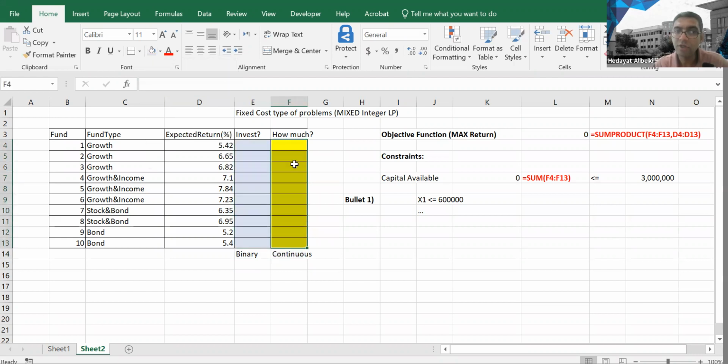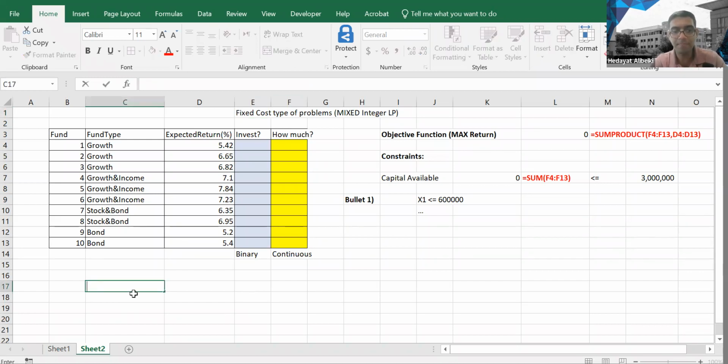Continuous. Here you get decimal numbers, here you get 0 or 1. So this is a case of mixed integer, and it's similar to the fixed cost type of problem. So for fixed cost, there is a relationship or connection. I think I call them connecting constraints that you have to consider maybe before you write down other constraints. So connecting constraints.